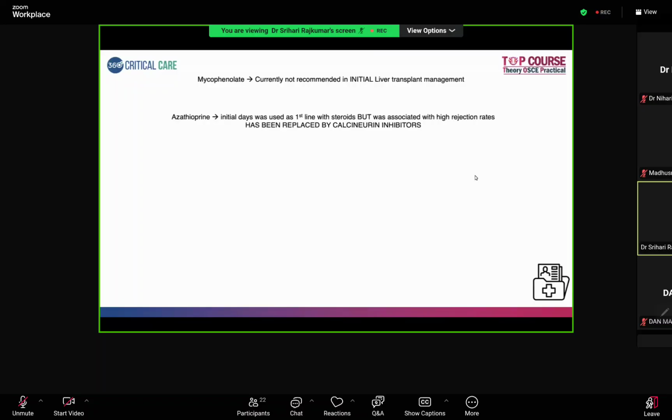Azathioprine, that is the antiproliferatives. Azathioprine was initially, during the initial days, that is in the 80s and early 90s, used as the first line drug along with steroids, but it was associated with high rejection rates. They say that rejection rates are as high as 22 to 25%. So that's a very high number. So that was the reason it had been replaced by calcineurin inhibitors.